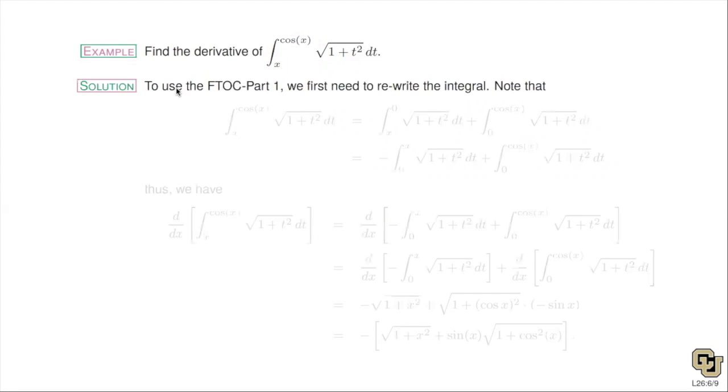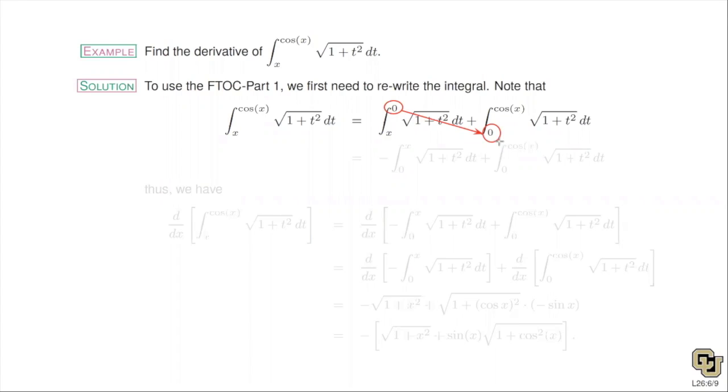And here I'm just going to use some integral properties. We know you can break up an integral from a to b. I can break it up, integral a to c and then c to b. So here I randomly break up the integral at 0. I go x to 0 and then plus a new integral 0 to cosine x. And here, as long as 0 is in the domain of the integrand, we're fine. And here the integrand square root of 1 plus t squared is defined for all t values. We don't need to worry about those little details so much right now.